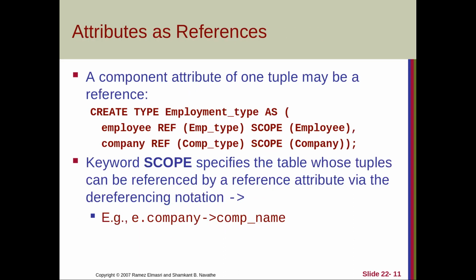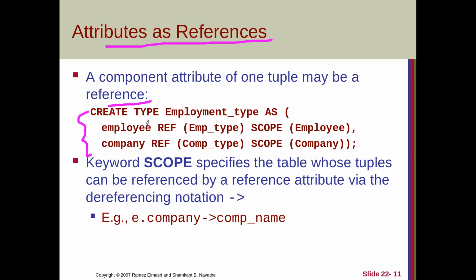Now we will see attributes as references. How we can give a reference of one attribute to some other attribute of some other relation. It is just like a foreign key concept. When the value of one attribute of one type is depending on the attribute of another type, it is just like a reference in the foreign key concept. So the component attribute of one tuple may be a reference. We will see one example.